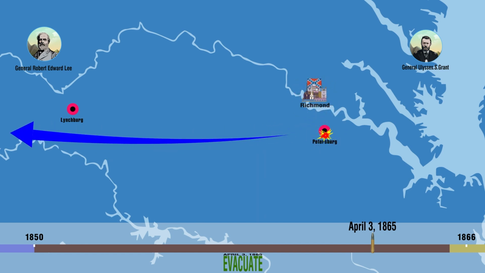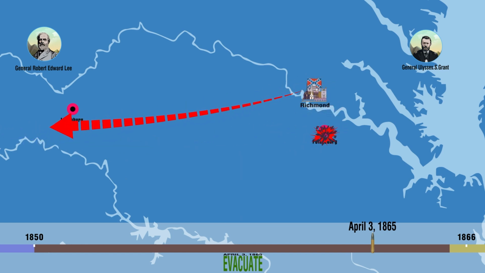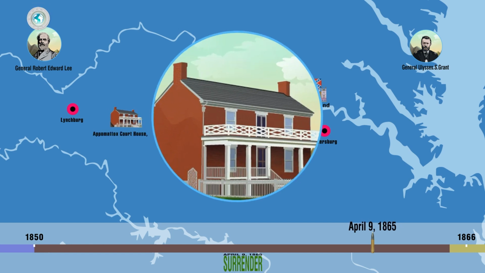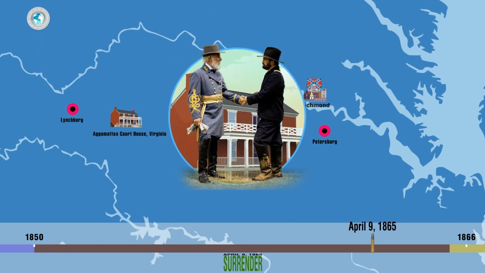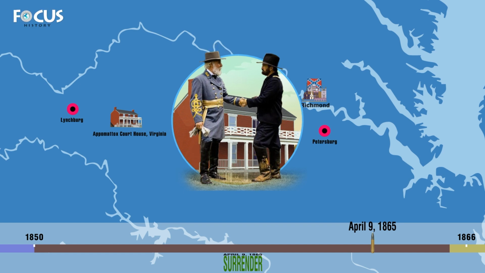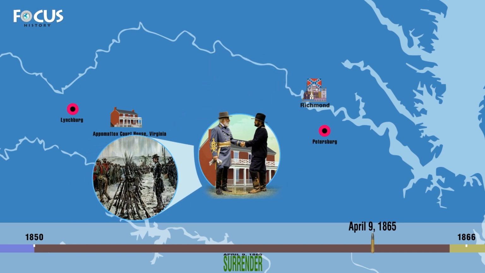Hoping to retreat to the southwest and regroup with Southern forces in North Carolina, Lee's army was relentlessly pursued by Grant's army. Due to overwhelming force and logistical shortages, General Robert E. Lee agreed to surrender on April 9 at Appomattox Courthouse. On that day, 27,805 Confederate soldiers passed through and stacked their weapons.